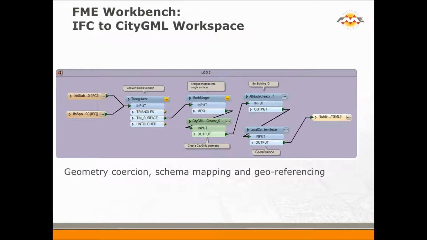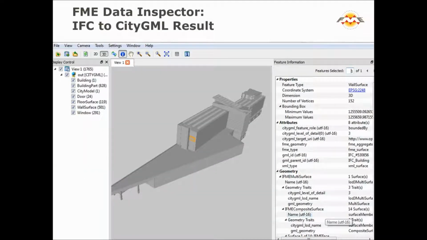An example of this is IFC to CityGML. You can see the source IFC feature types on the left, and then we convert from solid to mesh, build meshes into a surface, and then structure the data with the correct feature type, attributes, and geometry traits that CityGML requires. And then here's an example of viewing the output in Data Inspector. So that's another key tool that we have for exploring data, including 3D data, and looking at the attribute schemas and the geometry structures.